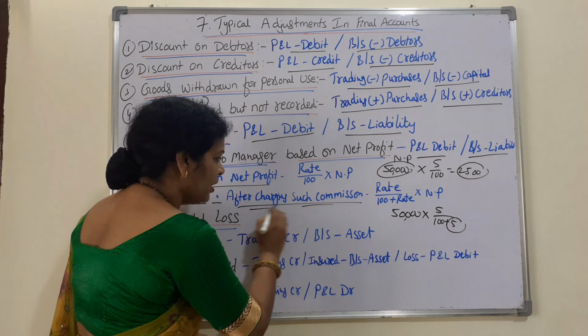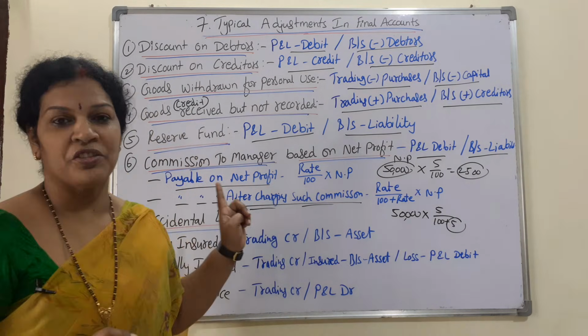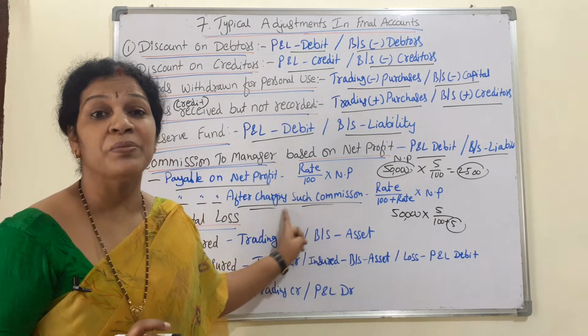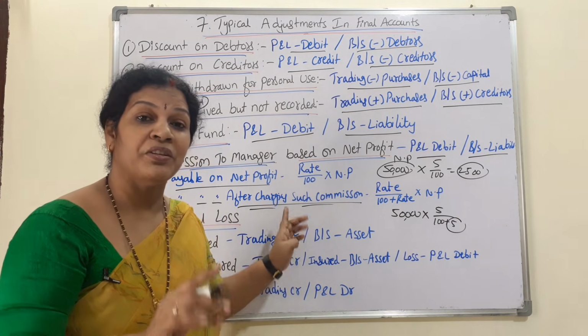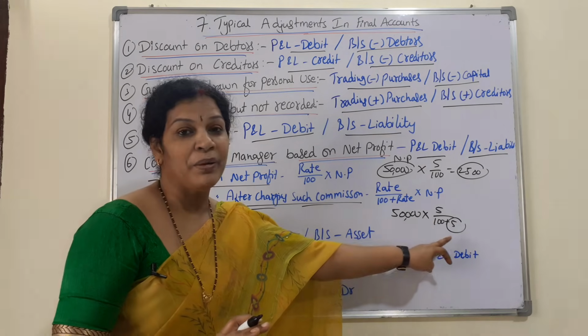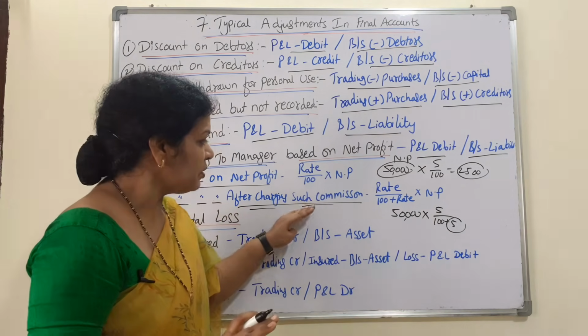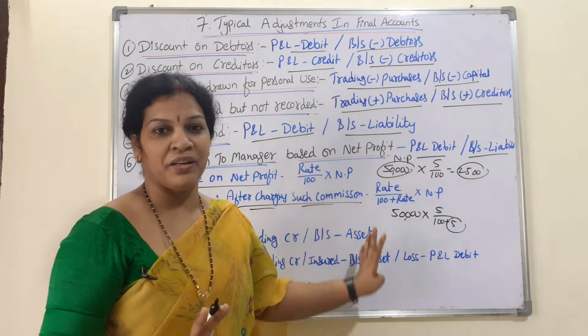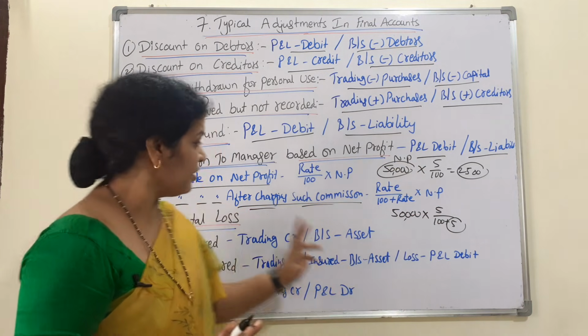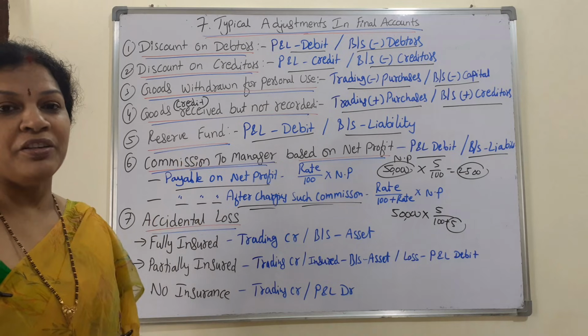This is only when they say after charging such commission. If they use these words, then only we will take 5 by 100 plus 5. If they don't say anything, we simply go for 5 by 100. Are you getting it? This is about commission to manager.